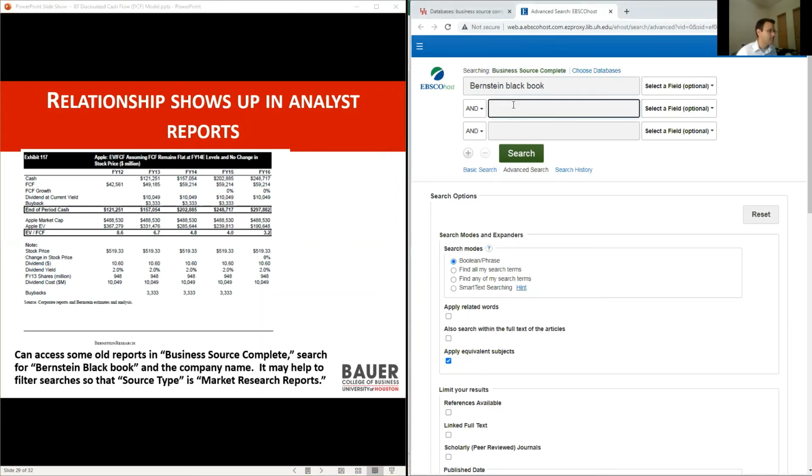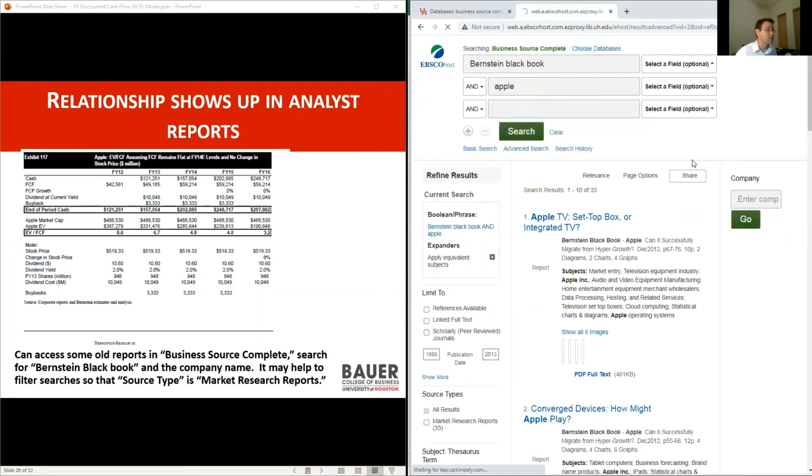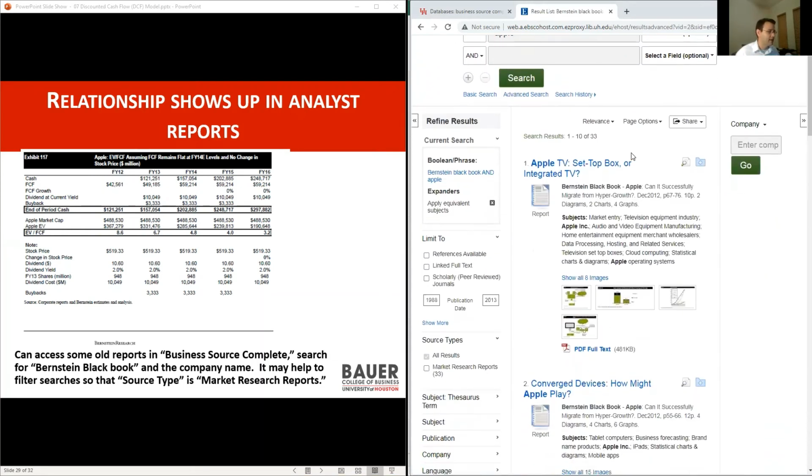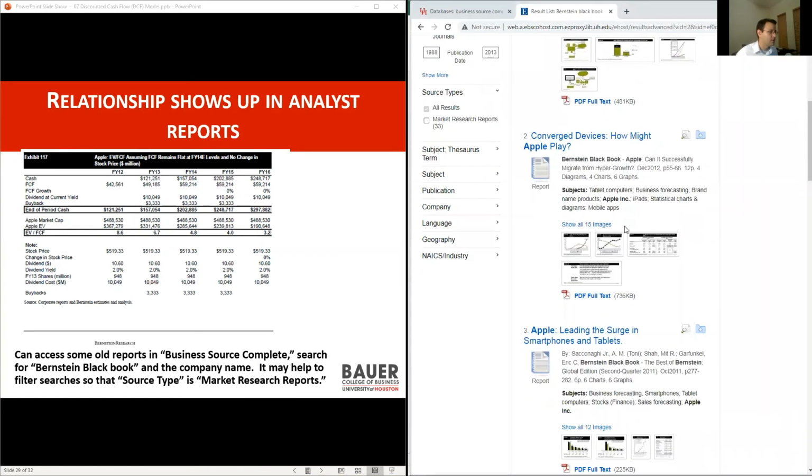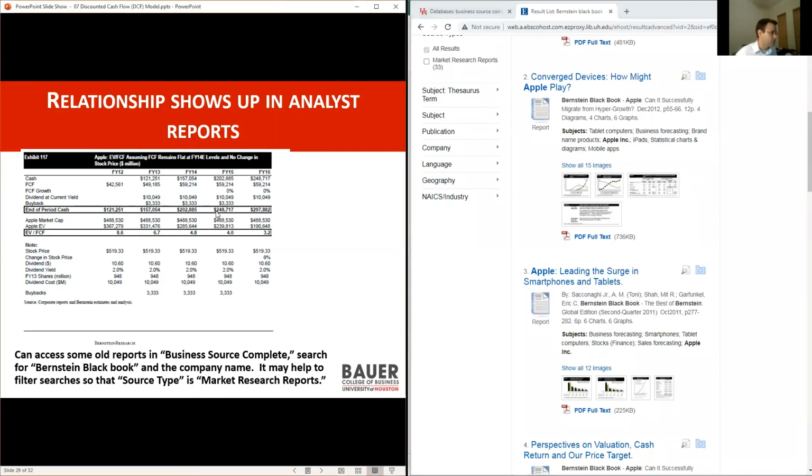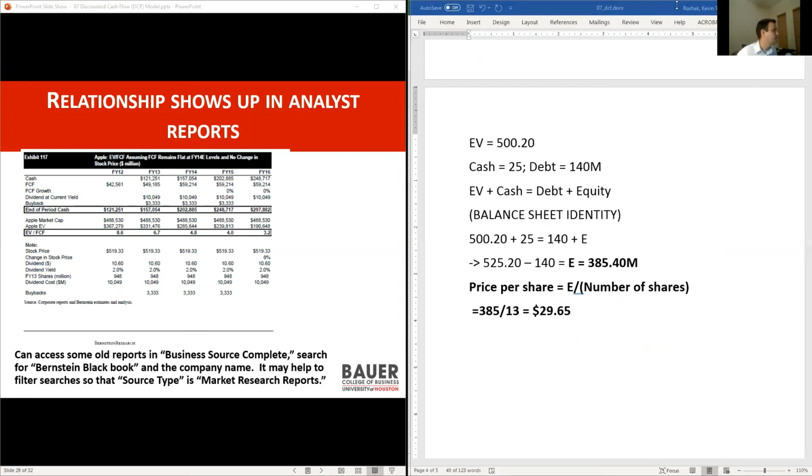Okay, so you go to this Business Source Complete database. You search for Bernstein Black Book and like Apple. You can search for a company to see what reports they wrote on that company, and so you can get a whole list here with various tables and figures that look like this. So you may want to check that out if you're curious.